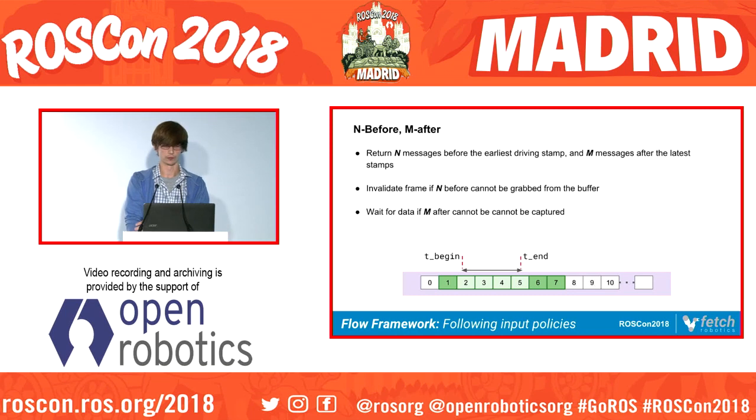Some of the more interesting following policies include this one, where we try to find the message before and after our synchronization timestamp. And we use this mainly to do things like transform interpolation. Let's say we have a laser scan coming in with a timestamp and we want to transform it. We can get the transform before and after and then interpolate between given our laser timestamp, and then that lines up nicely.